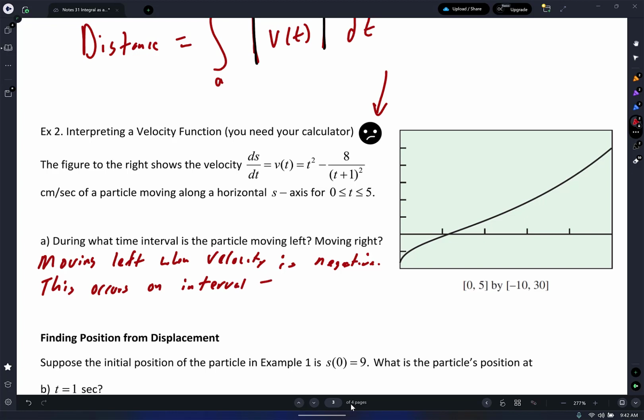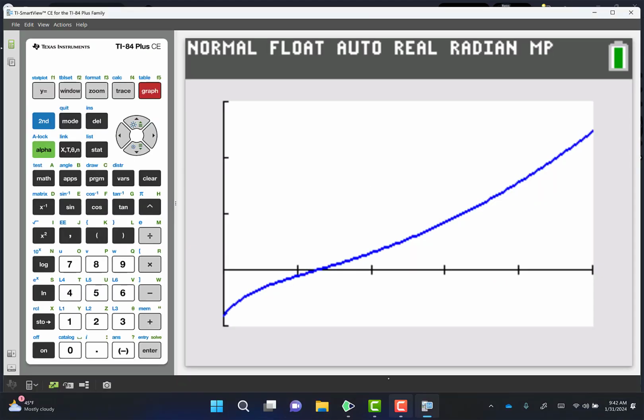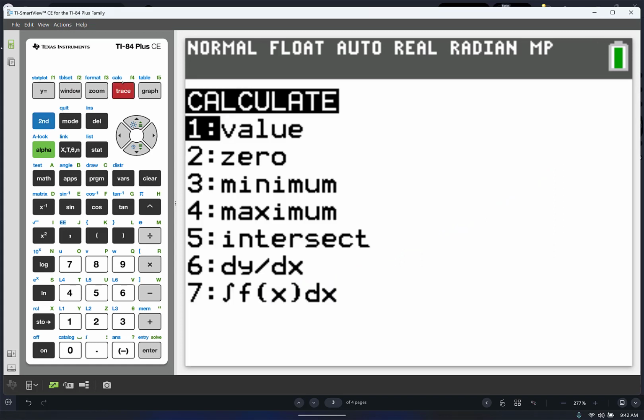Let's see. Definitely, I can put a bracket on 0 because at 0 it's already negative. And then I'm going to put a parenthesis because I hit right there and it looks like it's a little bit bigger than 1. I'm going to figure out what that number is. So take your calculator out. That number, we call that a 0 because it touches the y-axis and the y value is 0. You see up there where it says calc, that stands for calculate.